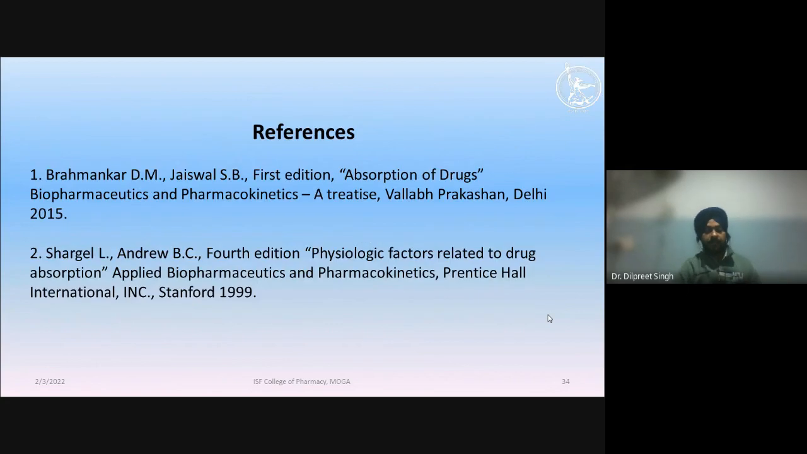These are some references. I have taken the literature data from Brahmankar and the Sharjal book.